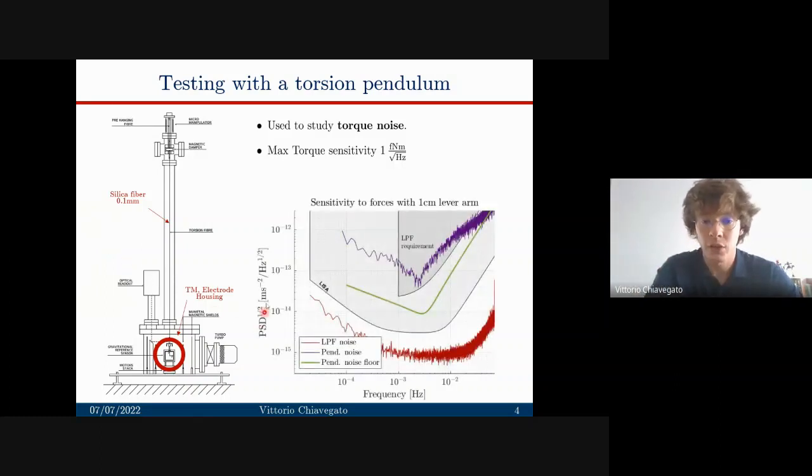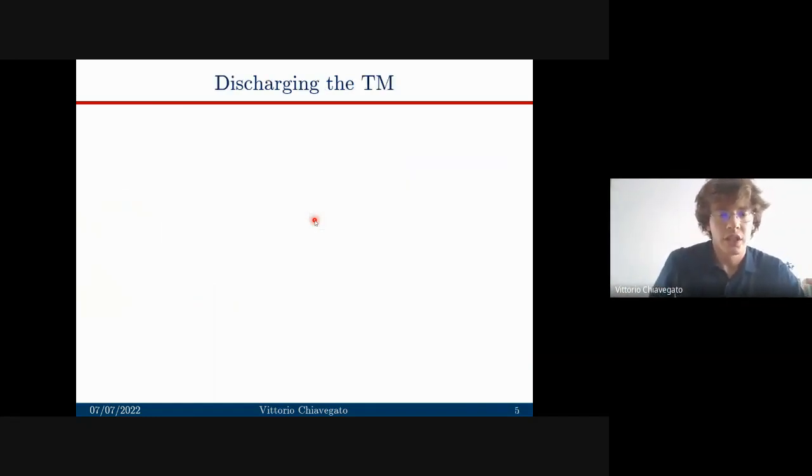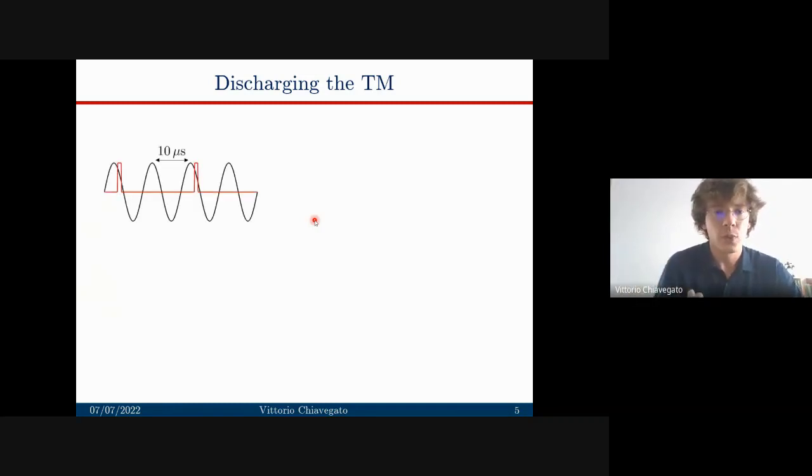And here is a comparison of the sensitivities of our pendulum, which is this curve here, with respect to the requirements of LISA Pathfinder, and also the performance of LISA Pathfinder. You see, we are a factor 500 from the LISA Pathfinder performance. So with this pendulum, we can measure the test mass charge with an appropriate technique and monitor it in time so that we can see the noise that UV light introduces, for example. So here I want to show you how a discharge of the test mass looks like. So this picture represents, you see a black line, which is representing what is called the injection voltage.